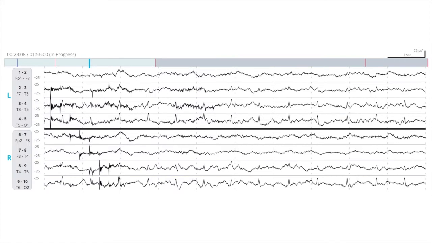EKG artifact is seen on the EEG. Usually these are seen across several channels and they are very regular and they follow the patient's pulse rhythm.